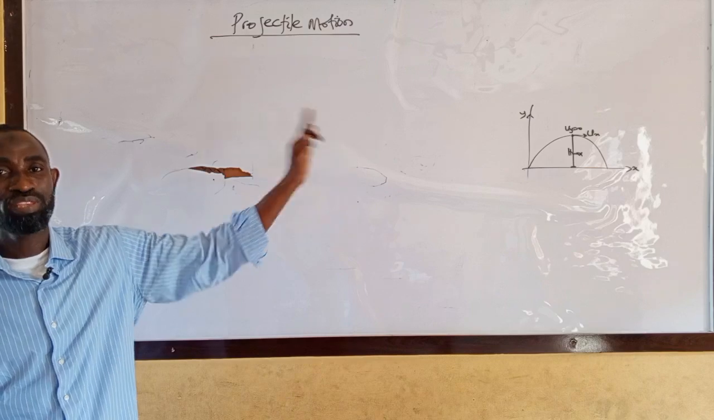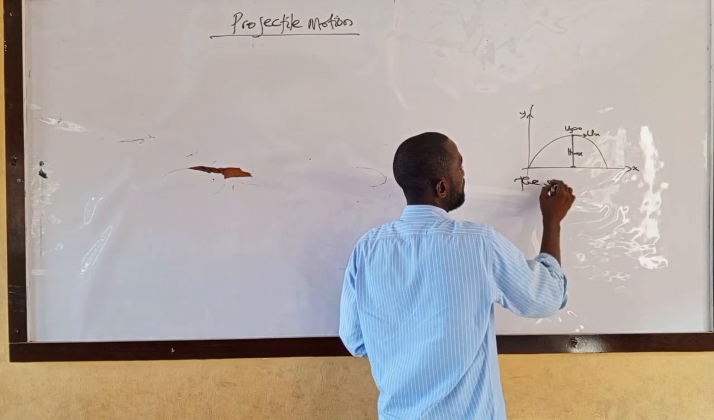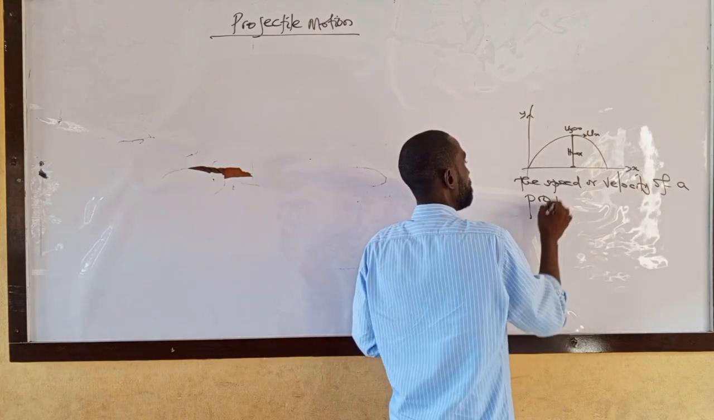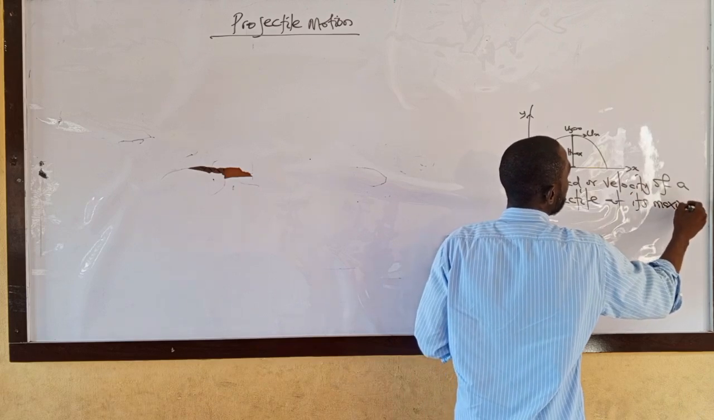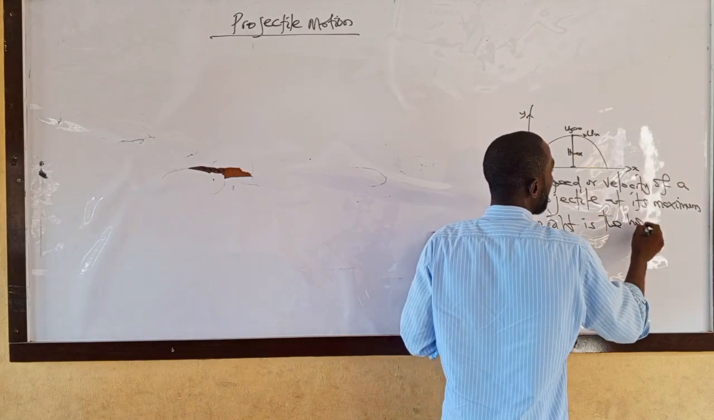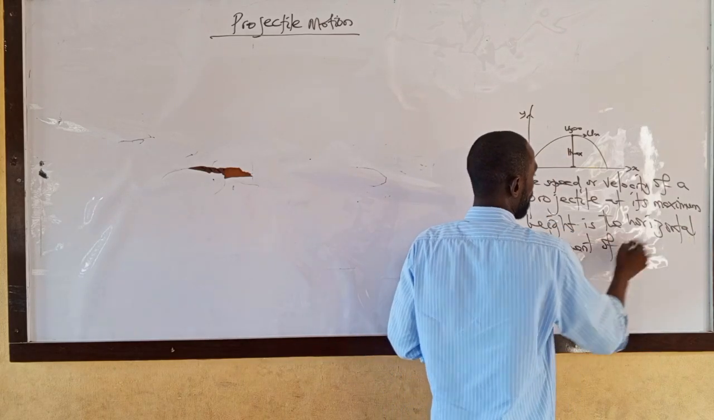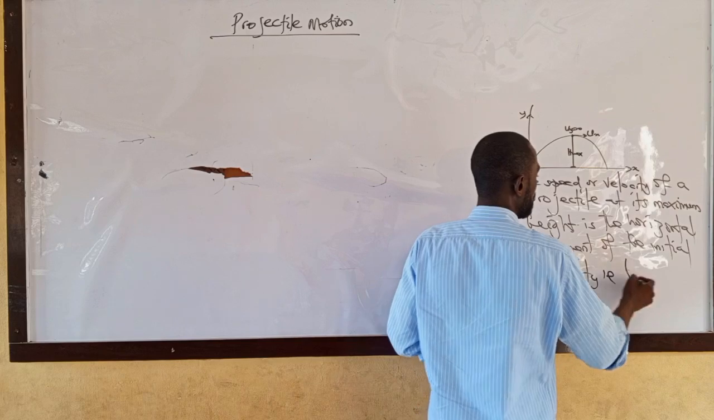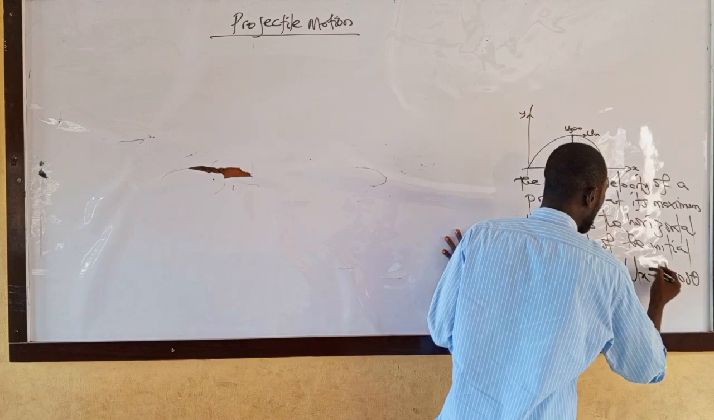The speed or the velocity of a projectile at its maximum height is the horizontal component of the velocity. Are you with me? The horizontal component of the initial velocity, that is U of X, which is U cos theta. Take note again.